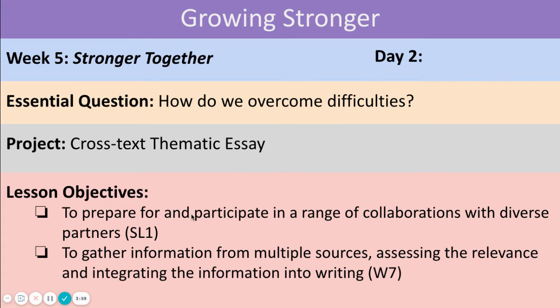To prepare for and participate in a range of collaborations with diverse partners. Good. We're going to be working with our peers to improve our writing. Second, to gather information from multiple sources, assessing the relevance and integrating the information into writing. Good. We're going to be using information from multiple stories and drawing comparisons and connections between the two.